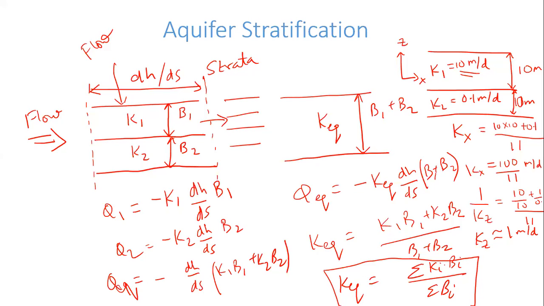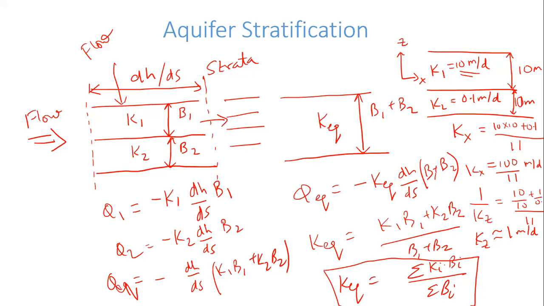You play with this, try different values of k1 and k2 and see what you get for kx and kz, right? You will notice that kx most often will be closer to the highest k in the different layers. I just did it for 2 layers. You can have n number of layers and try it. And kz will most often be closest to the lower number.